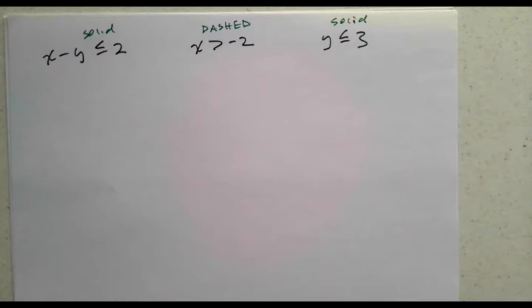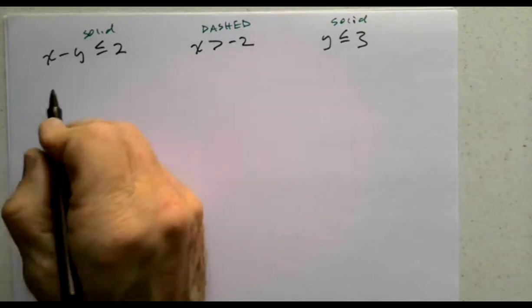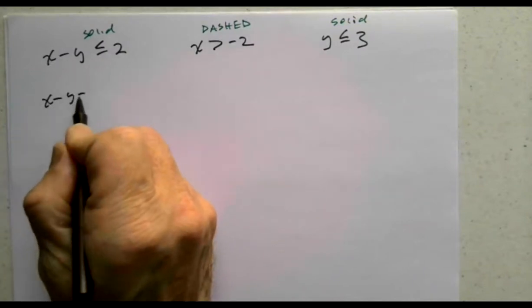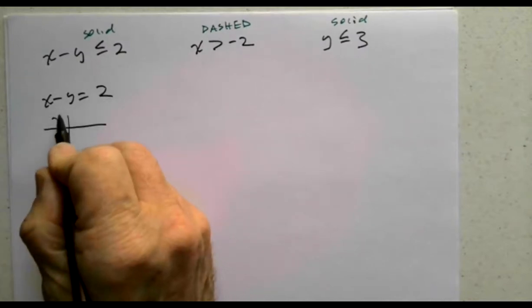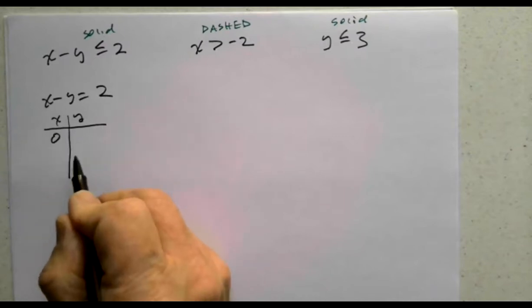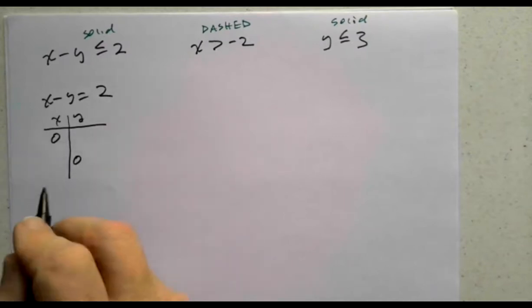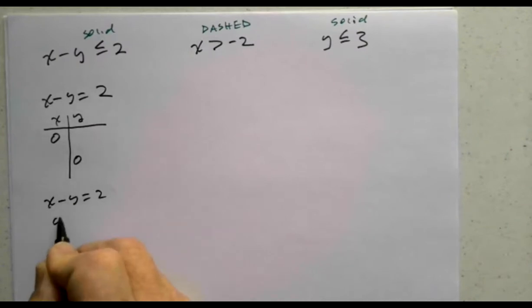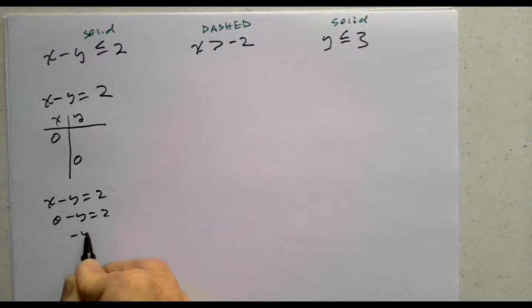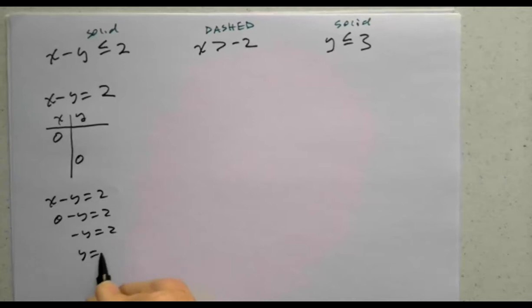So let's do the x minus y less than or equal to 2 first. I always do it as an equation, x minus y equals 2. I like to do it with intercepts. If I let x be 0, what's y? If I let y be 0, what's x? If I let x be 0, 0 minus y is 2. Negative y is 2, y is -2.